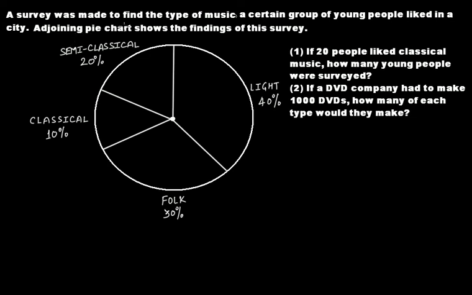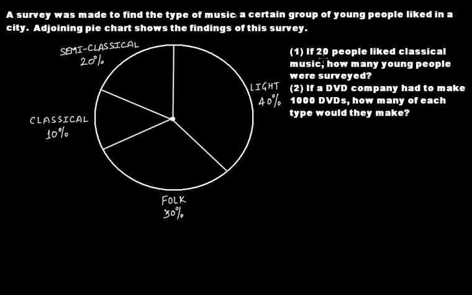A survey was made to find the type of music a certain group of young people liked in a city. The adjoining pie chart shows the findings of this survey. In the survey, it was found that 40% of young people who were surveyed like light music, 30% like folk, classical 10%, and semi-classical 20%. So this was a survey done and it has been represented in the form of a pie chart.